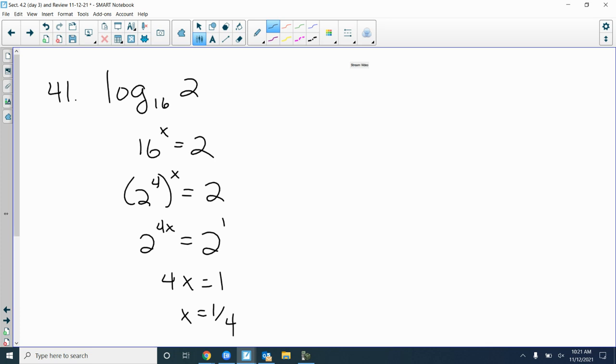51. Oh, good one. All right, 51. 2 to the log base 2 of 7, plus log base 5 of 5 to the negative third.